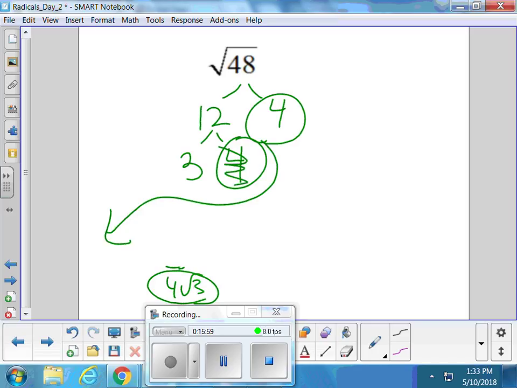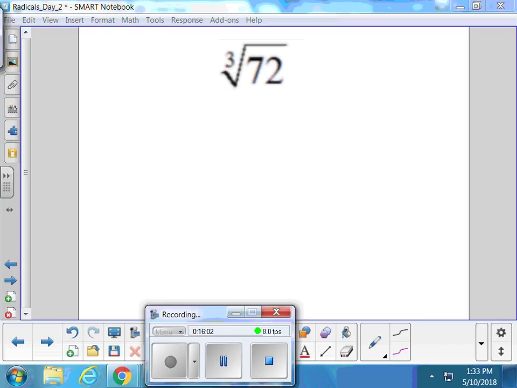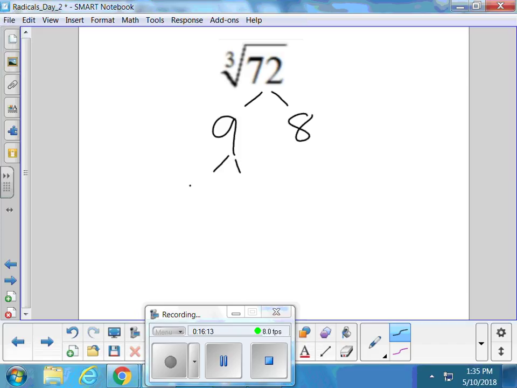Okay? Questions? All right, it's time to find a perfect cube problem. Go ahead and try this one, people watching the video. I'll pause and you can try it. All right. Making my factor tree. I need groups of 3 in my factor tree today. Okay, looking for groups of 3, right?